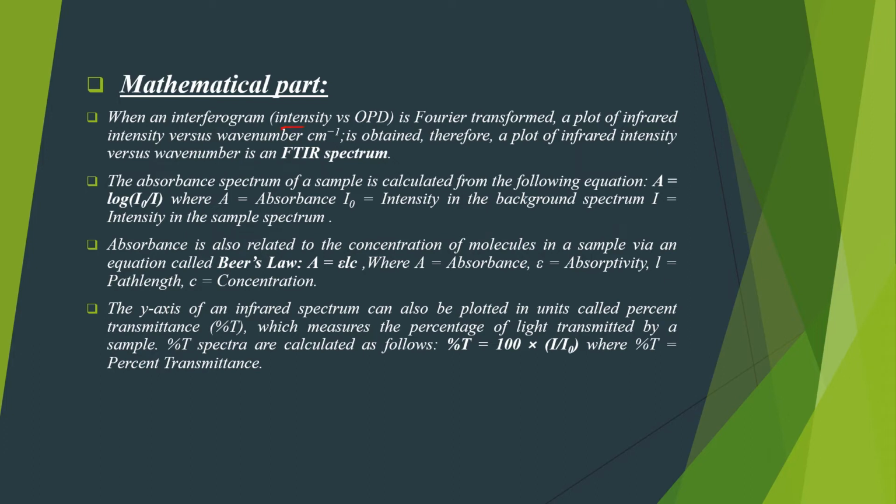The interferogram is actually intensity versus optical path difference, which is in centimeters. It is Fourier transformed within the computer, and we get an intensity versus wave number graph, which is known as the FTIR spectrum. We can use the equation A = log(I0/I), where I0 is the intensity in the background spectrum and I is the intensity in the sample spectrum, for qualitative analysis. Qualitative means which sample is present, because that spectrum acts as a fingerprint. So it is unique. I will explain this in the next slide.